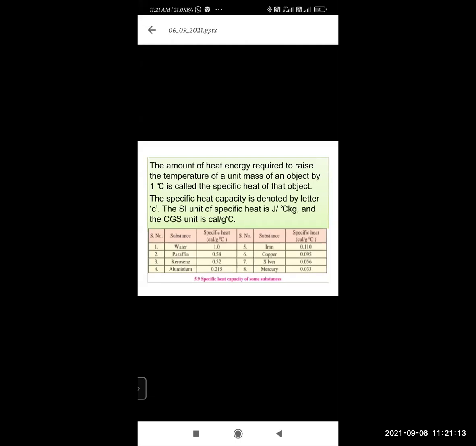So after doing this activity, we have seen the definition of specific heat capacity. The amount of heat energy required to raise the temperature of a unit mass of an object by 1 degree Celsius is called the specific heat of an object. The specific heat capacity is denoted by the letter C, small c. Then we have seen its SI unit. Its SI unit is joule per kilogram degree Celsius.